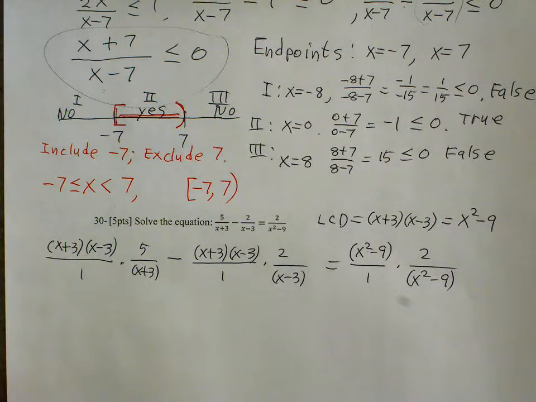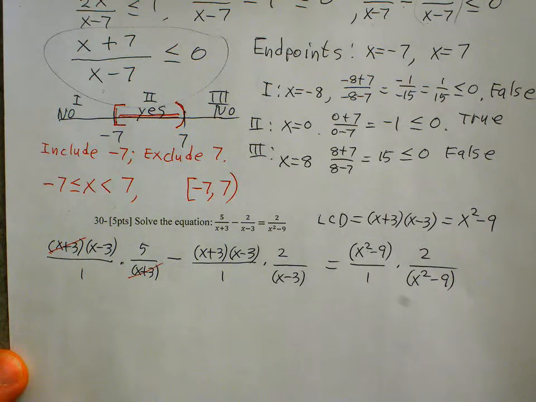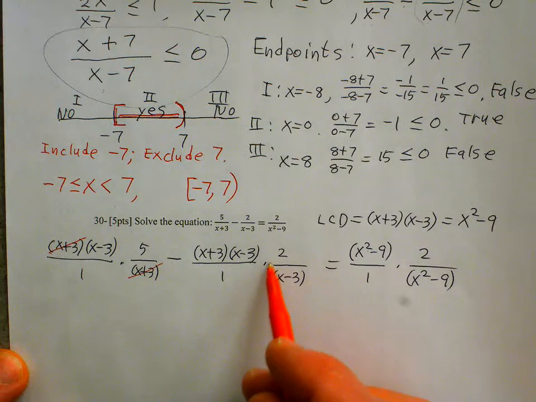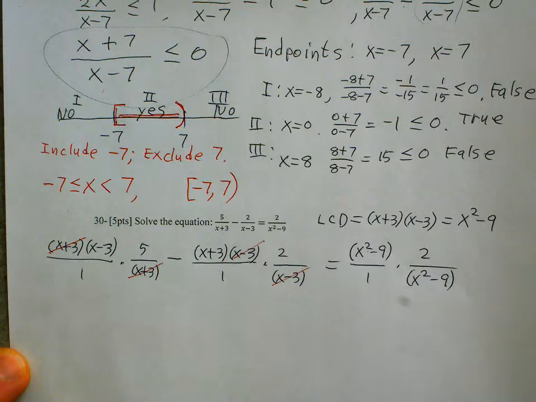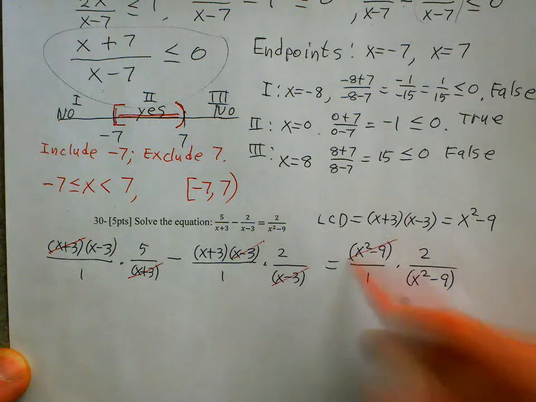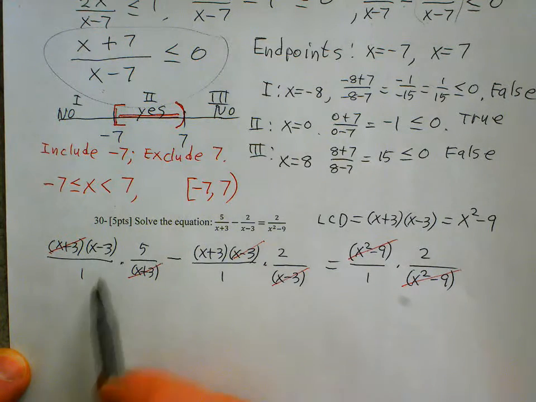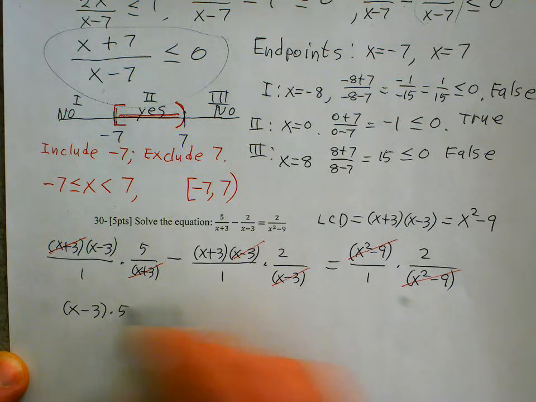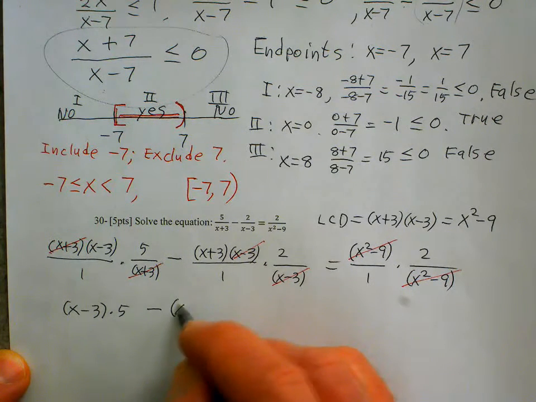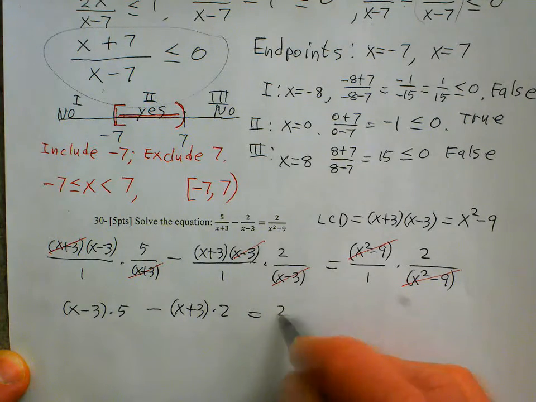And in each one of those products, we get a cancellation. So here, x + 3 divided by x + 3 cancel each other out. In the next product, x - 3 divided by x - 3, those cancel. And on the right-hand side, x² - 9 divided by x² - 9 cancels. And then we write down what's left. We have (x - 3) times 5, and then minus (x + 3) times 2. And on the right-hand side, we just have 2.